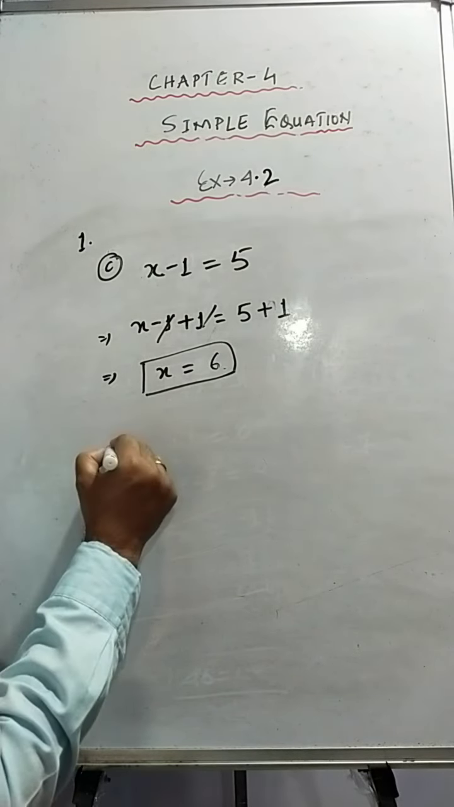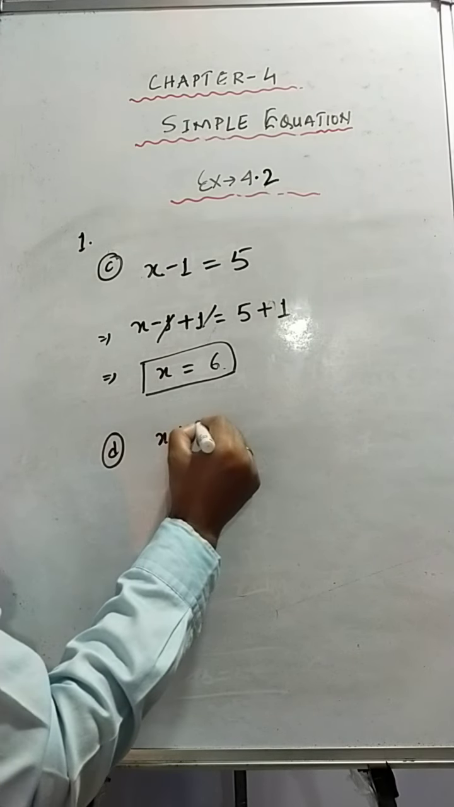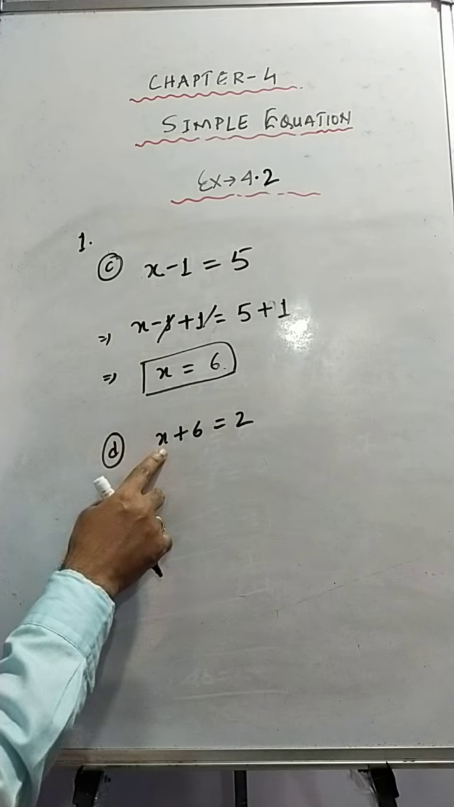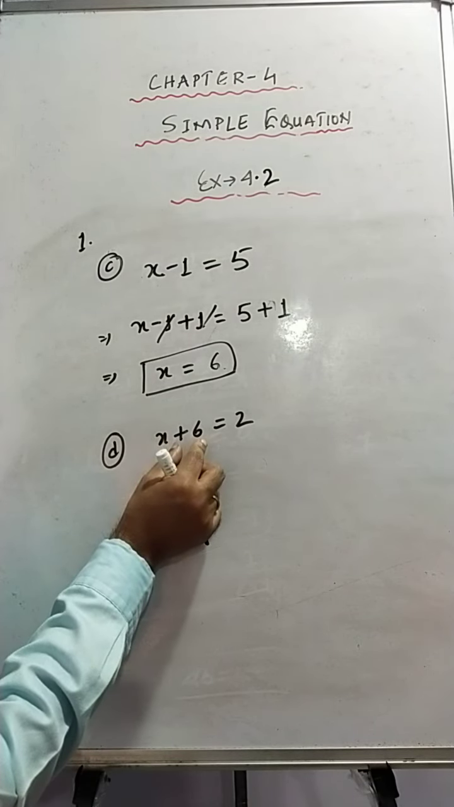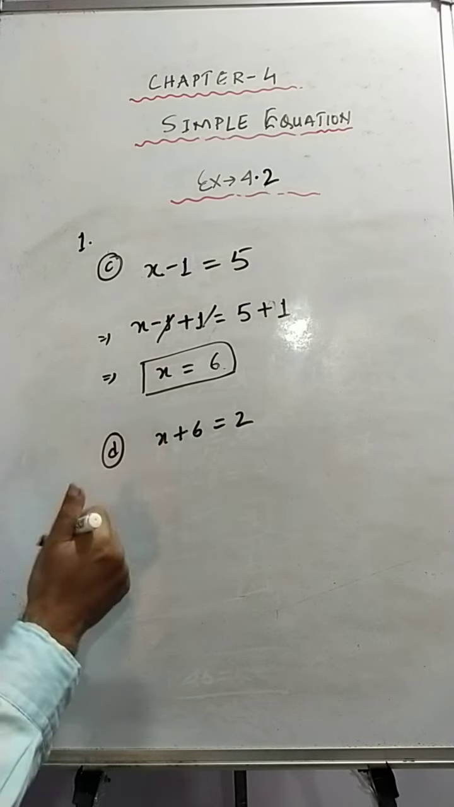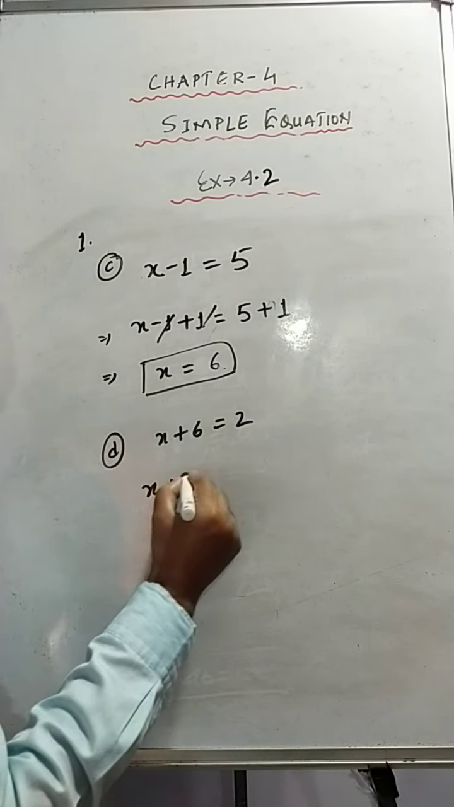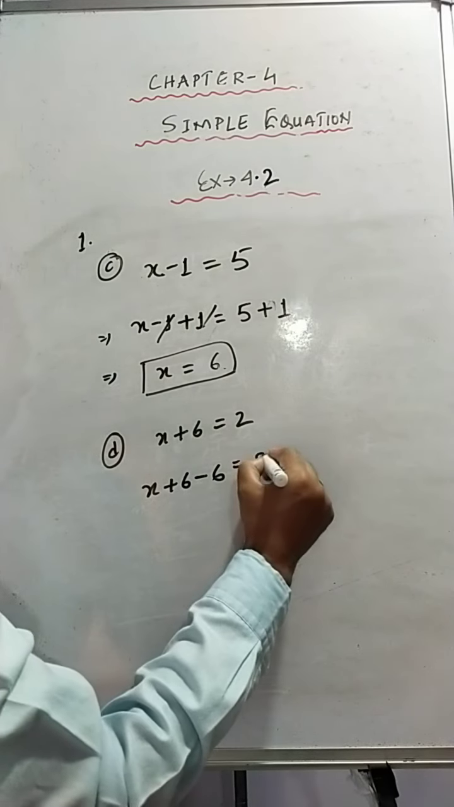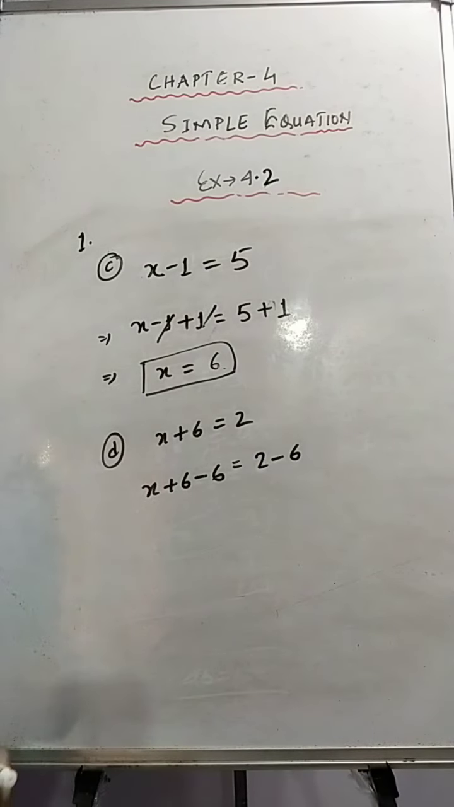Now what we have to do with sum number D? X plus 6 is equals to 2. Again we have to find the value of x. For that we have to remove this plus 6. How to remove this plus 6? We have to subtract minus 6 to it, isn't it? So x plus 6, subtract minus 6 to it. Same thing you have to do it on the right hand side also.